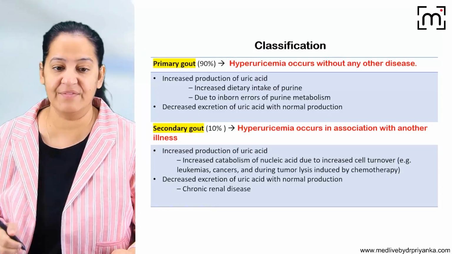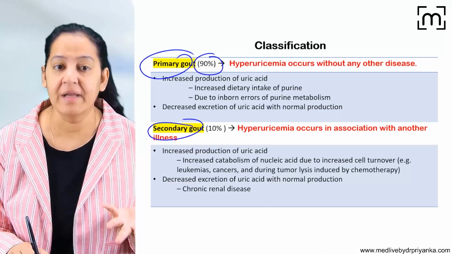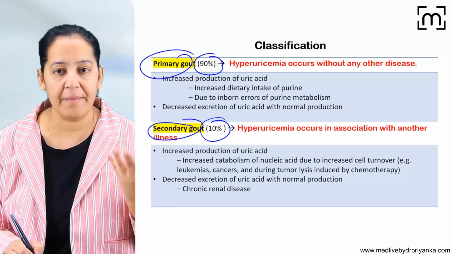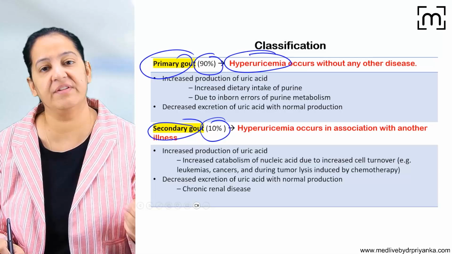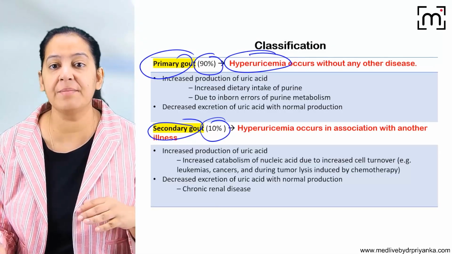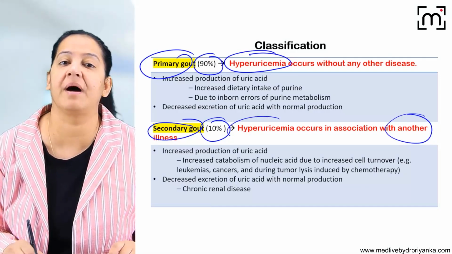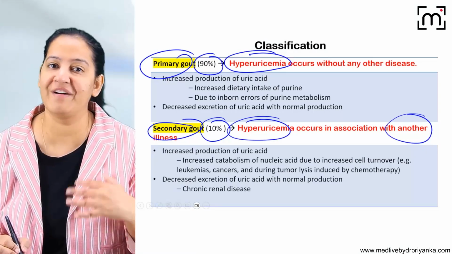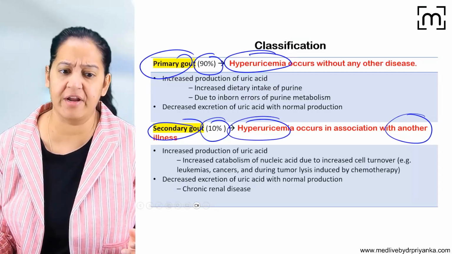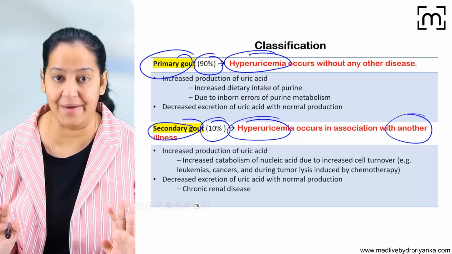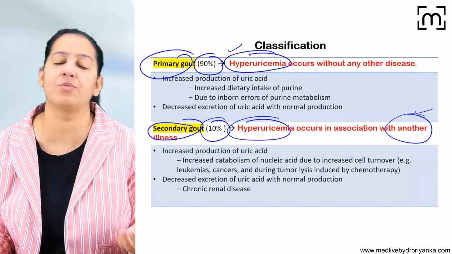Please learn it. Now coming to the classification of gout, there are two types: primary gout and secondary gout. Primary gout is 90%, it is more common, and secondary gout is only 10%, it is less common. In primary gout, no other disease is associated, only hyperuricemia is there. In secondary gout, hyperuricemia is the result of some other disease. Hyperuricemia occurs in both, whether it is primary or secondary, because I told you gout is hyperuricemia. But in primary gout there is only hyperuricemia, no other disease. In secondary gout, there is some other disease which is leading to hyperuricemia.